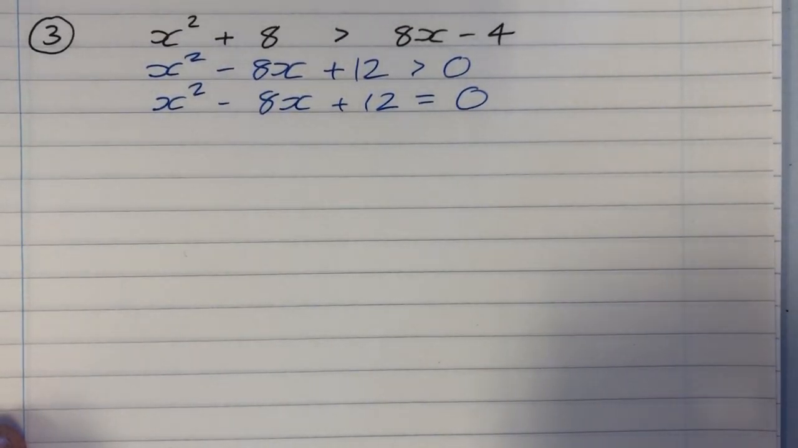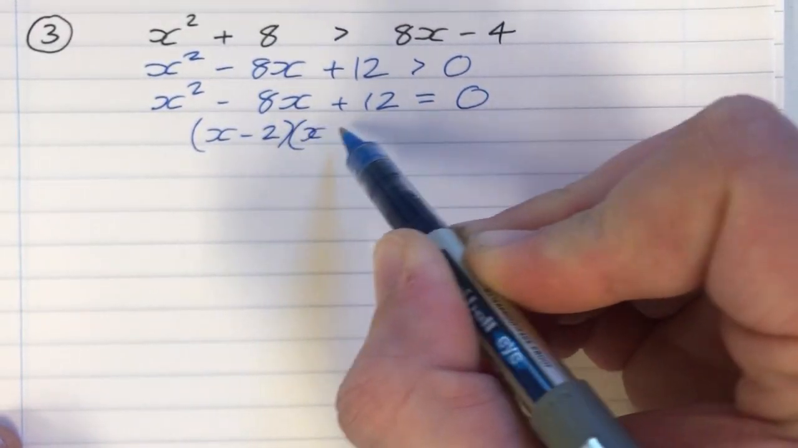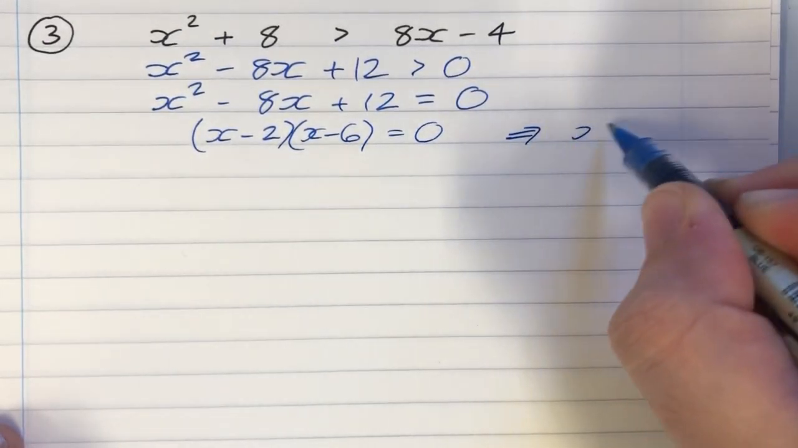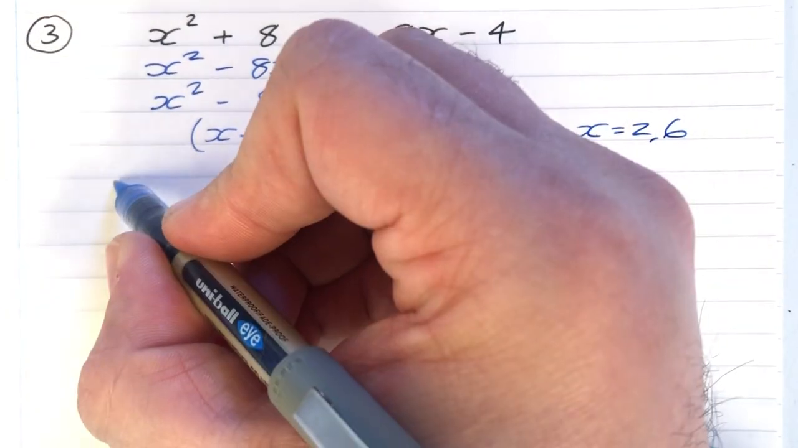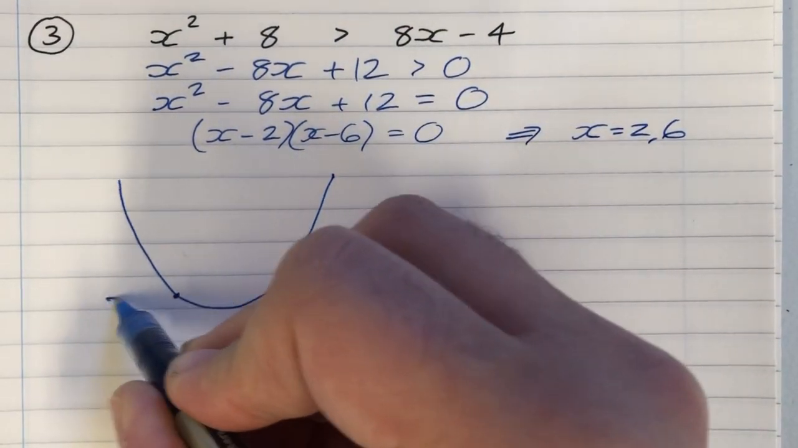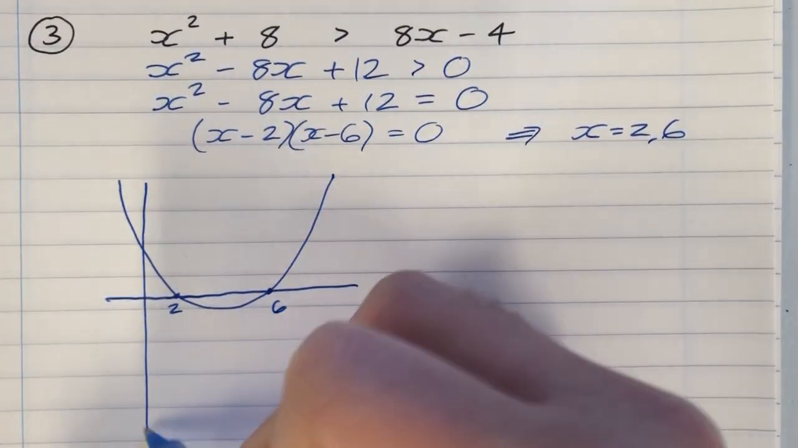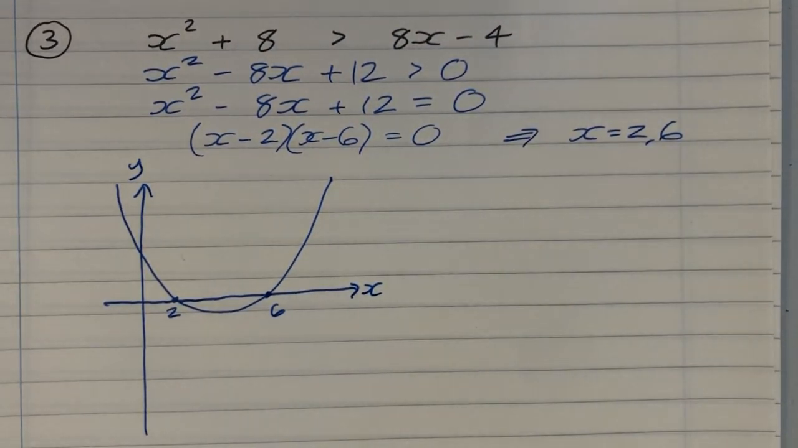And now I'm going to solve that equation. So it's going to be x minus 2 times x minus 6. So therefore my x solutions are 2 and 6. Which means when I come to draw my quadratic curve, it's going to cross the x-axis at 2 and 6, and my y-axis will be to the left of both roots. Okay, so there's my sketch. Now, back to the inequality, now that I've got my sketch.